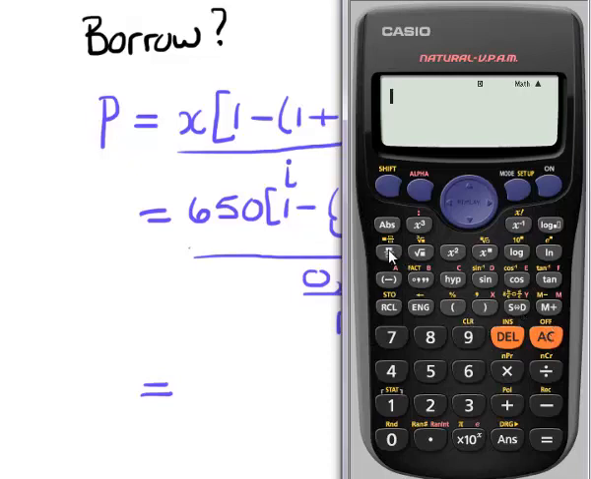Okay, so we're going to start. We need a fraction. Then you're going to go 650. You've got to open your bracket. You're going to go 1 minus. Now you need to open another bracket here. 1 plus. We need another fraction for our I value. So at the top you're going to have 0.145. And then at the bottom you're going to have your 12 to turn it into months.